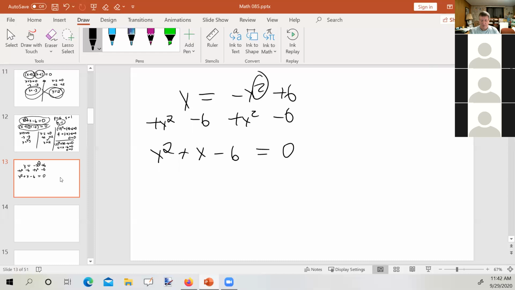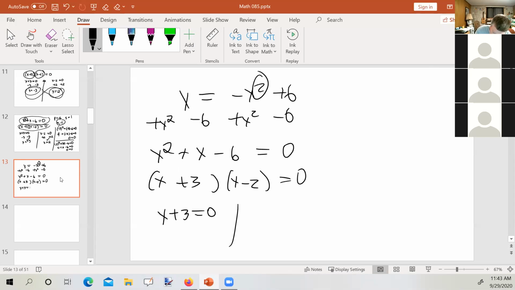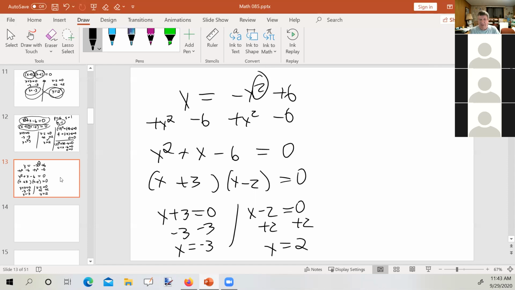All right. So the next thing would be to factor the side of the equation that is not 0. And when I do that, I get x plus 3 and x minus 2. Okay. And solving it, I get x plus 3 equals 0 and x minus 2 equals 0. So then the first equation, subtracting 3 from both sides, I get x is -3. The second equation, adding 2 to both sides, I get 2.